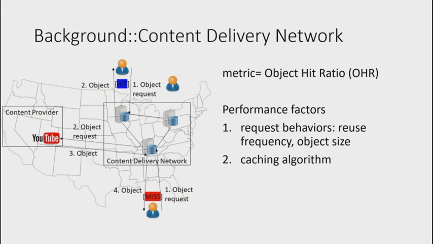Since the content provider and the end users can be very distant apart geographically, the turnaround time can be substantial. So, in order to shorten the turnaround time or latency, many content providers deploy content delivery networks.